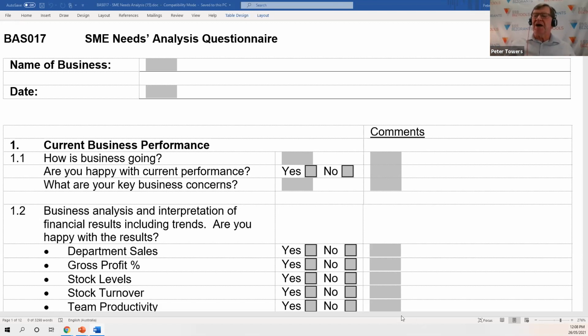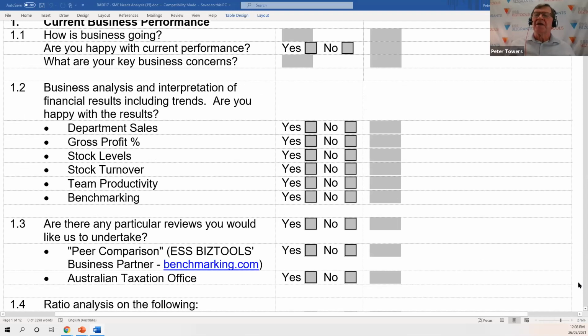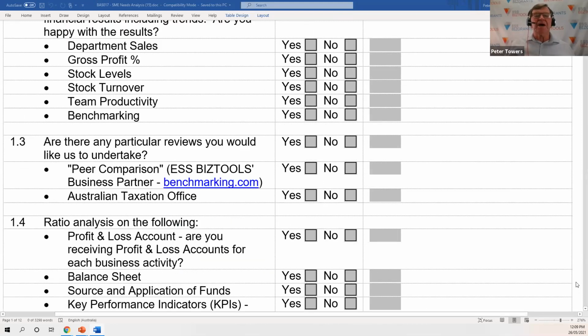So are they happy with current performance? Are they getting the information they require on analysis of the results? Do they understand how their productivity is going by individual team members or classifications? Do they understand the benchmarking concept, and would they like to receive a benchmarking comparison report?